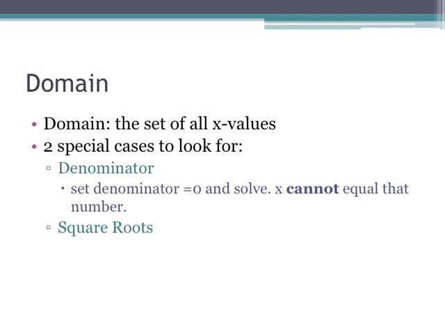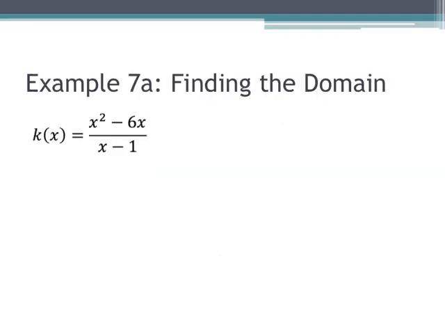The second case you want to look for are square roots. For square roots, you know that you cannot have a negative inside of the square root. So we are going to take what's inside the square root, set it to be greater than or equal to 0 and solve, and that will tell you what x can be. And we'll take a look at some examples of how we can look for these two particular cases.